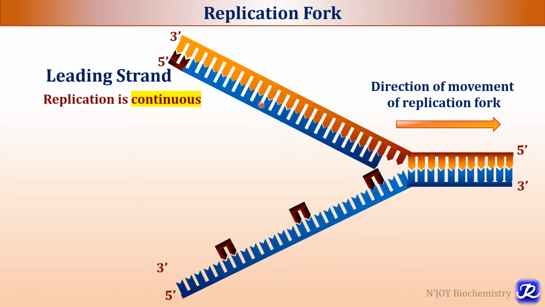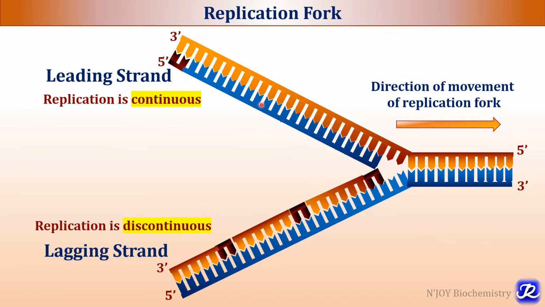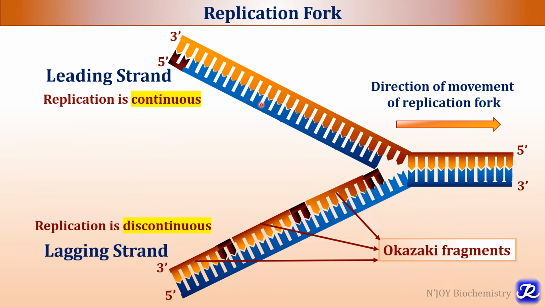Now what is lagging strand? The other one is lagging strand. DNA synthesis does not occur here continuously. It occurs in short stretches. Short stretches of DNA are synthesized. So here the replication is not continuous, it is discontinuous, but from 5' to 3' direction, and this strand is called as lagging strand. And these short stretches of newly synthesized DNA are called as Okazaki fragments. So here on the lagging strand, replication is discontinuous and away from the direction of movement of replication fork.